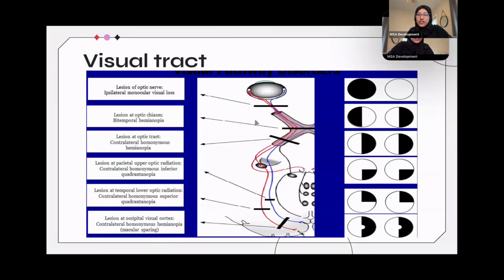So let's take the left eye, okay? And let's say there is a lesion here on the optic nerve. The optic nerve is a convergence of both of these nerves, right? From either the right or the left side of your eye. So if that is cut, then the whole vision is lost. So that's called monocular vision loss.